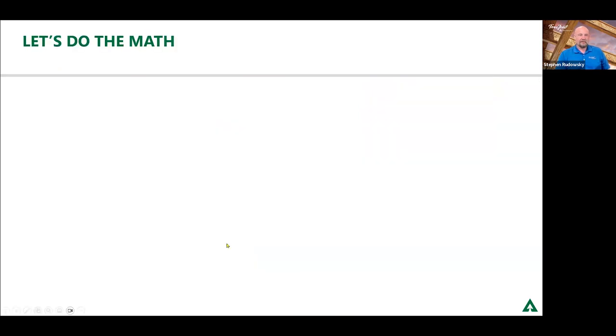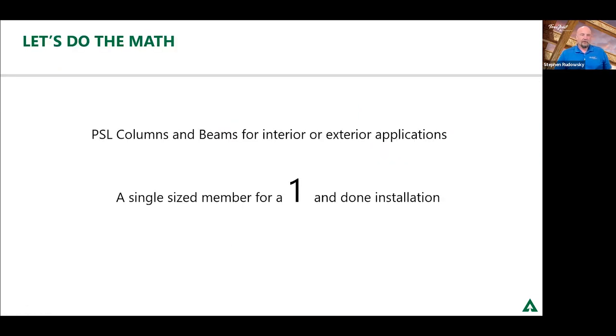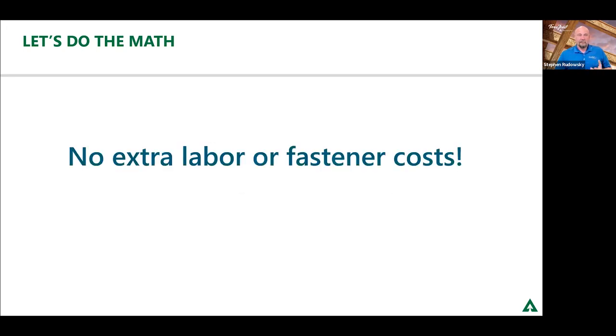So one of the things, like I said, let's do the math. We did the math on the LVL and saying, could it be up to $50 or more depending on the application? Well, looking at a PSL column or beam for interior or exterior applications, what's great is it's a single size member. It's a one and done installation. You're really not looking at any extra labor or fastener costs. Some people are going to throw out there, oh, well, we need a crane to get it into place.